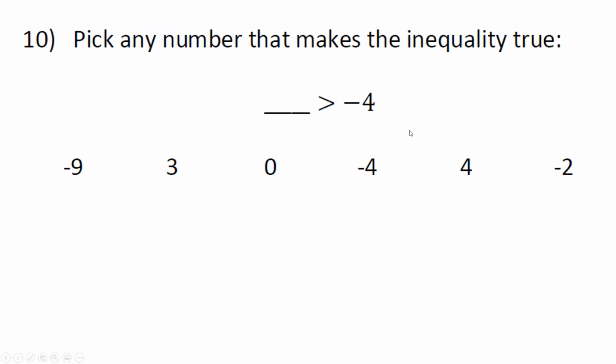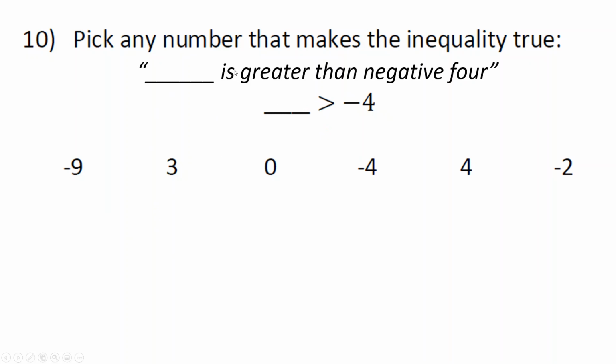We have any number that makes this inequality true. What number can be greater than -4? Is -9 going to be greater than -4? It's not. Any positive is going to be greater than a negative, so 3 works. So something is greater than -4. 3 can work. 0. Now this can get confusing.